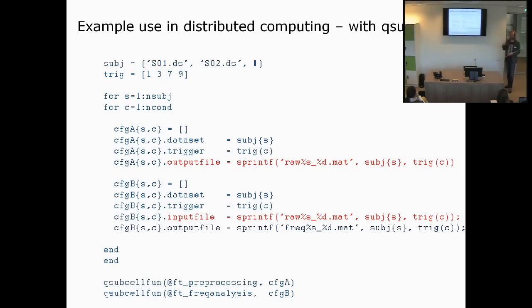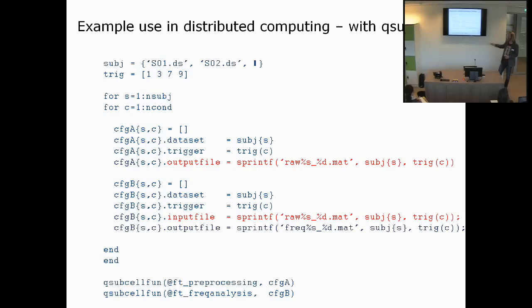And here at the Donders, at the DCCN, we have a compute cluster, and on this compute cluster we have the Torque qsub system, and FieldTrip includes a small toolbox, the qsubcellfun toolbox. With qsubcellfun, you can very easily do distributed computing. So what you see here is that for each of the subjects, for each of the conditions, I'm preparing a configuration. And this configuration basically specifies what the function should be doing. So this is the configuration for freqanalysis, and this is the configuration for FT preprocessing.